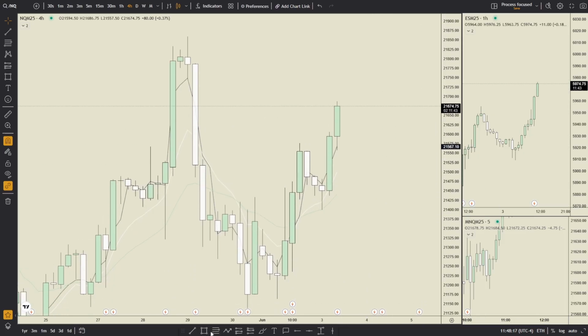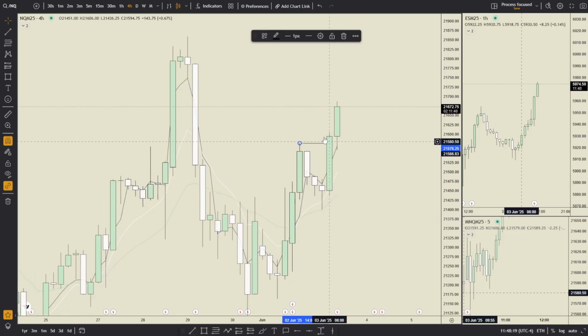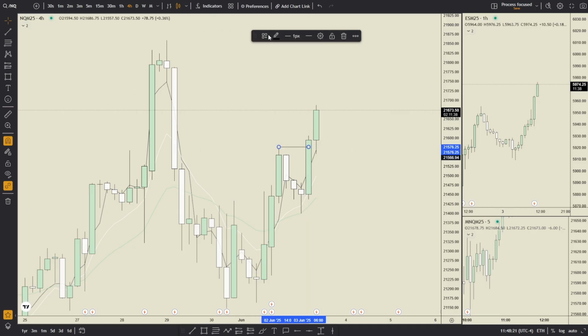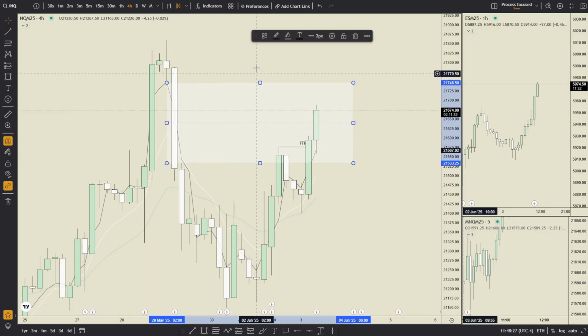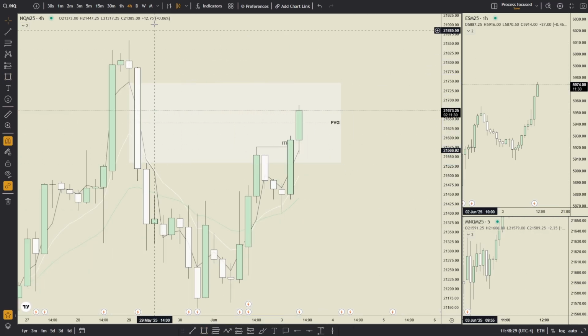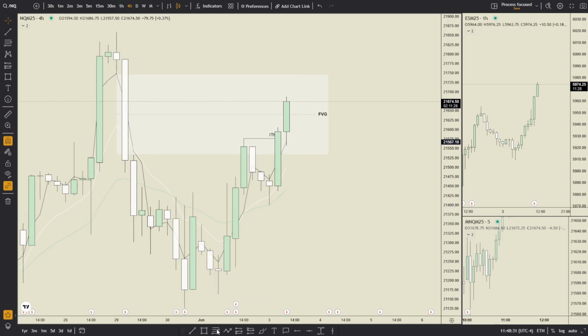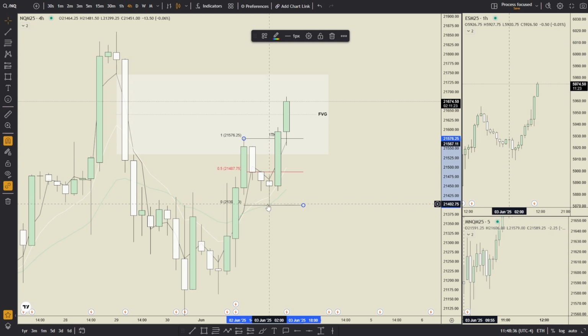Okay, so the first thing I was looking for was this 4-hour intermediate term low to get swept, and then I was looking for shorts off this. So let me just mark this up. We've got this intermediate term high, inside of this 4-hour fair value gap. So I was looking for this to send price lower, grabbing equilibrium of the recent range, which was this high to this low down here.